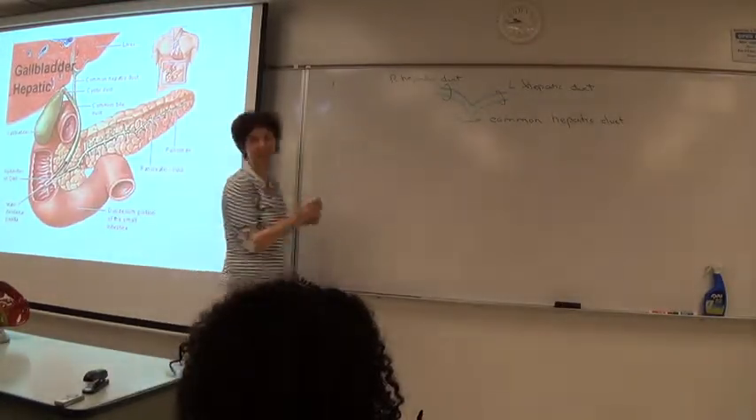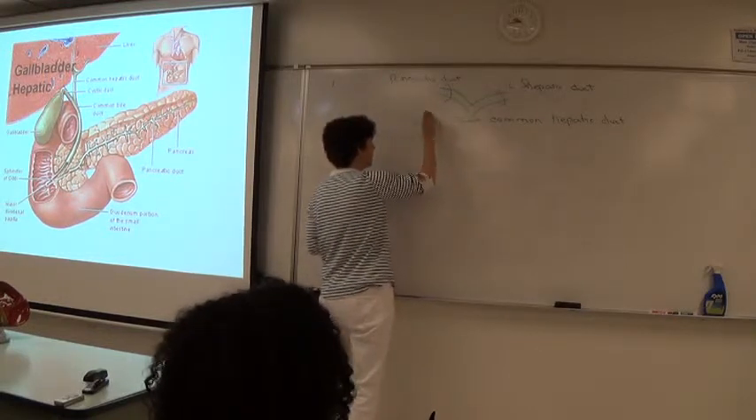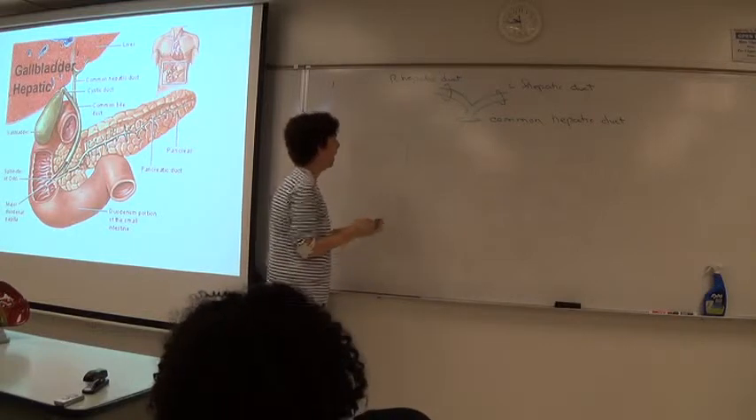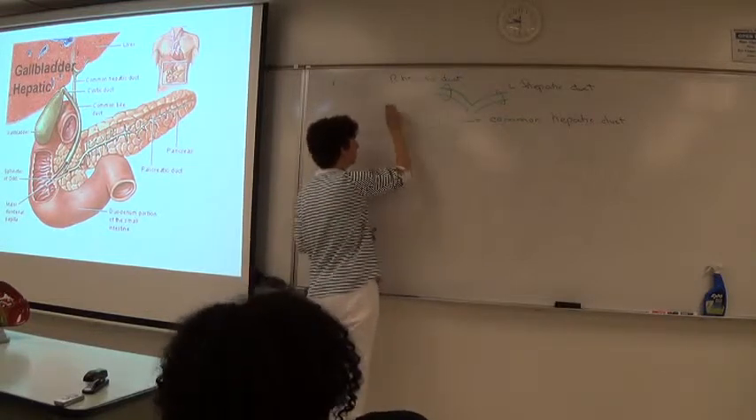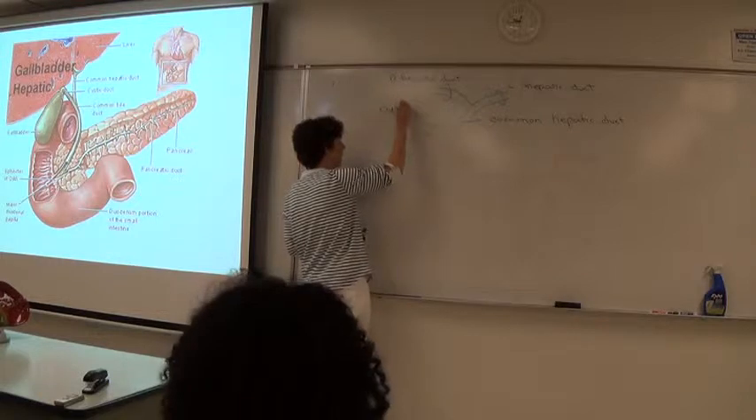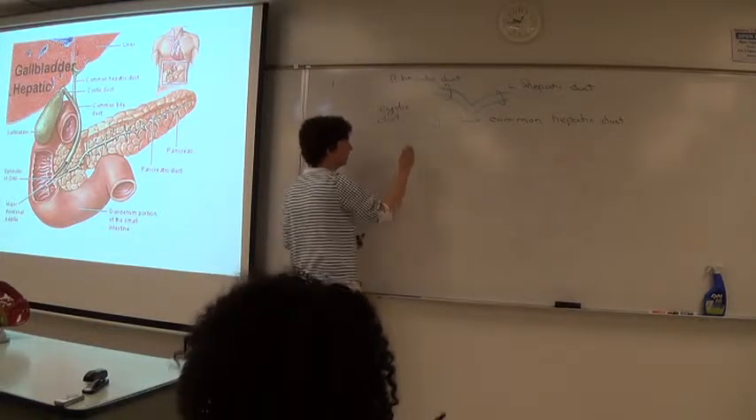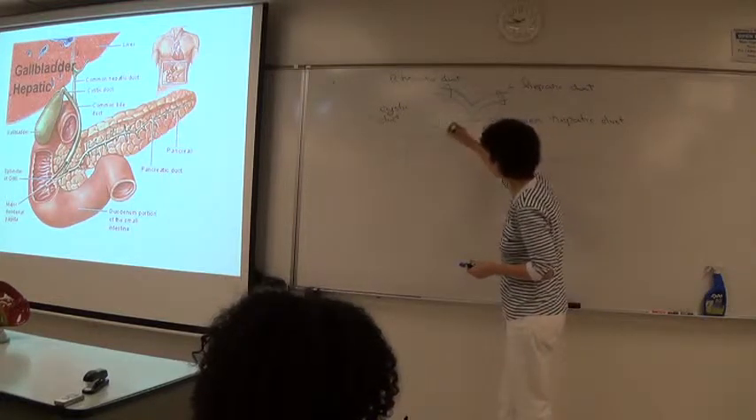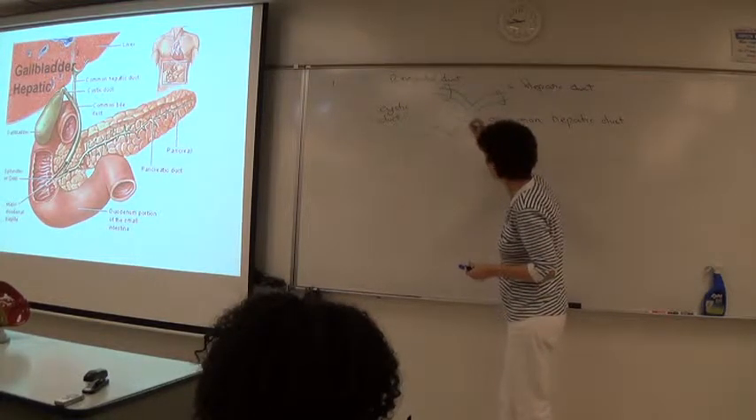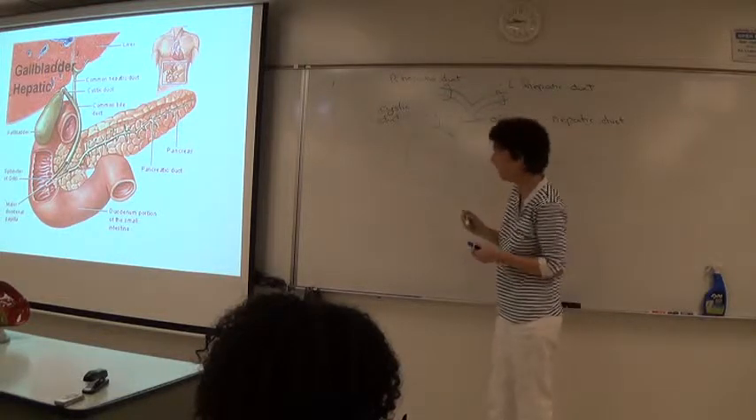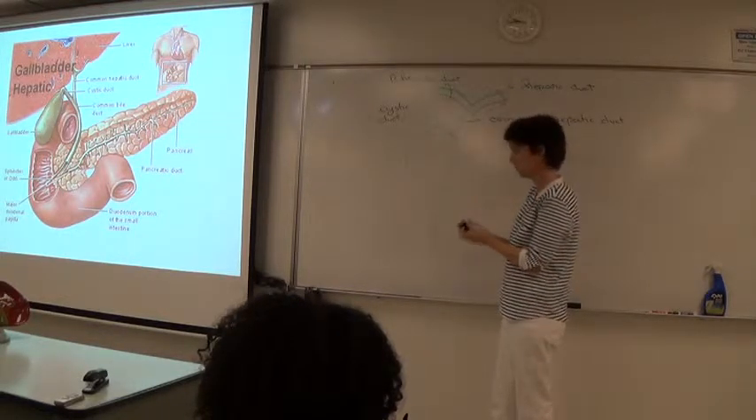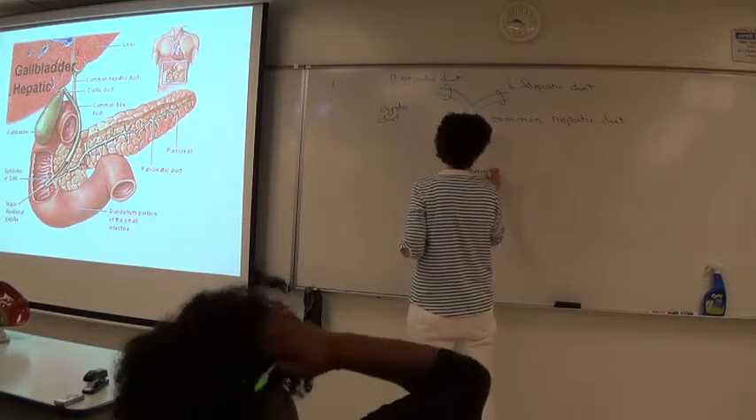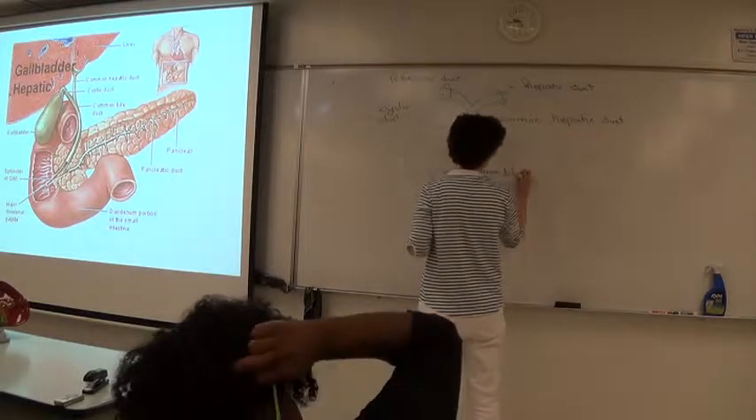Then we have cyst means bladder. So leading to the gallbladder, we have the cystic duct. And this is bidirectional flow, because it flows into the gallbladder and it flows out of the gallbladder. The cystic duct joins with the common hepatic duct, passes actually through the pancreas, as you can see there. And this is the common bile duct.